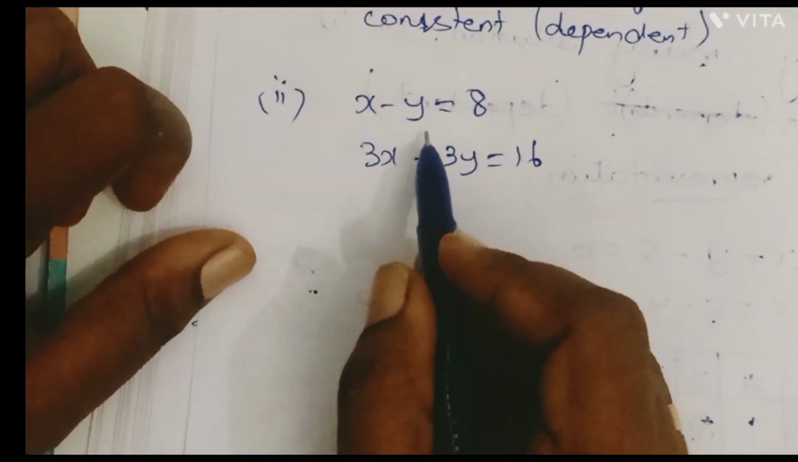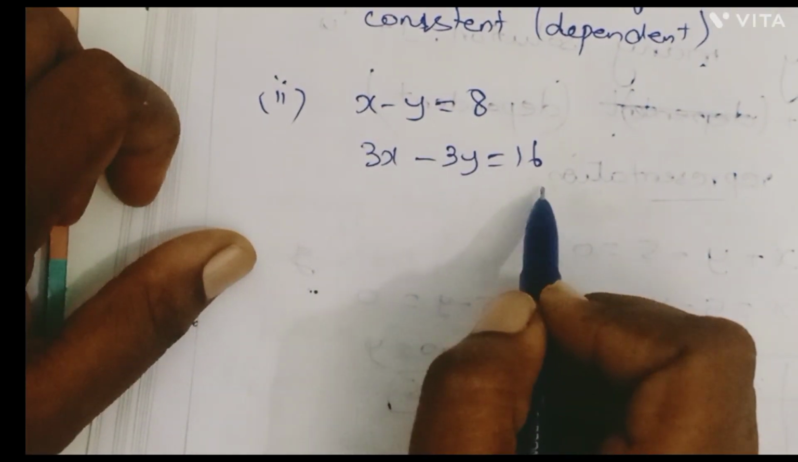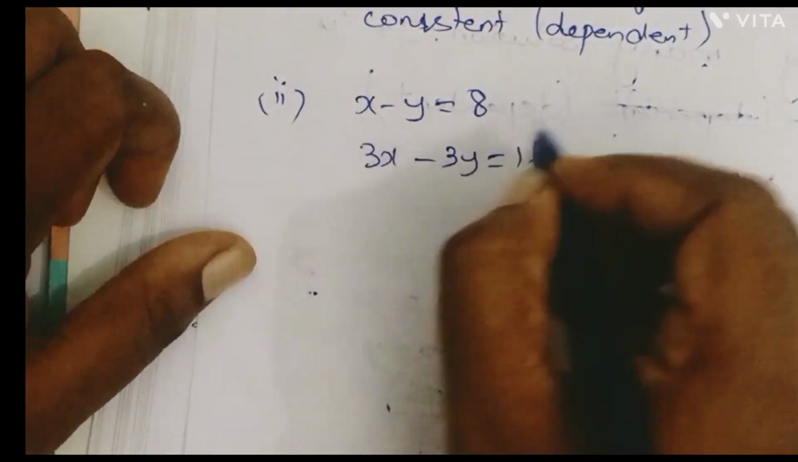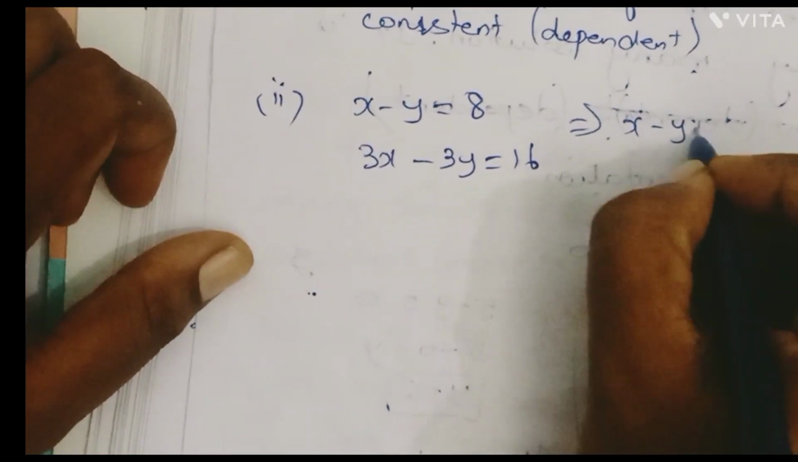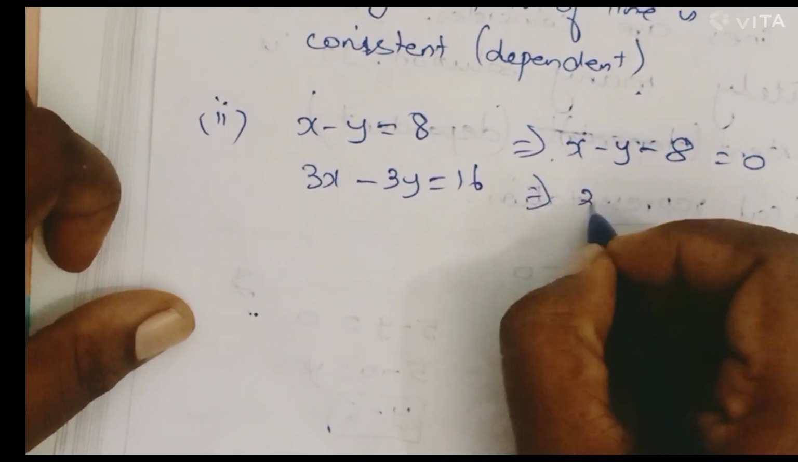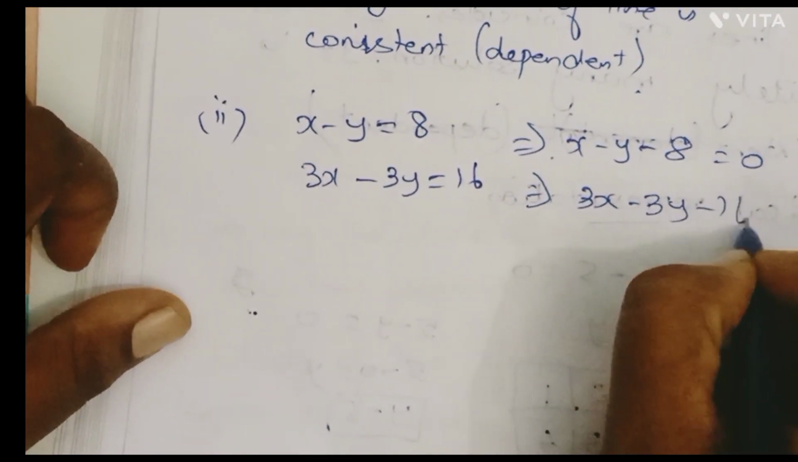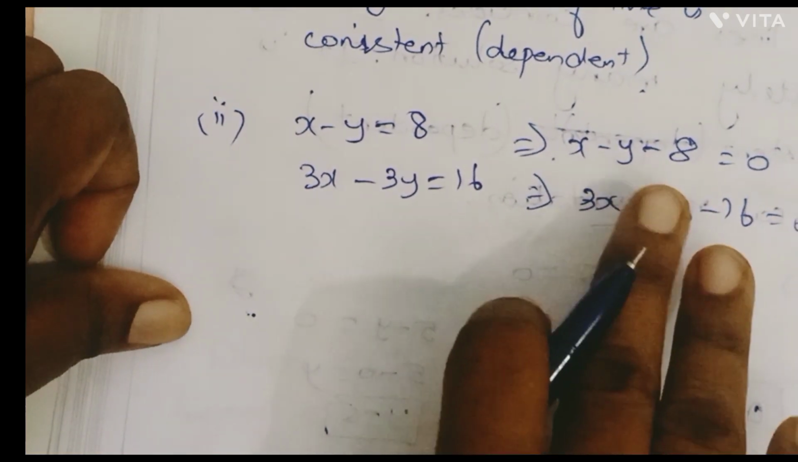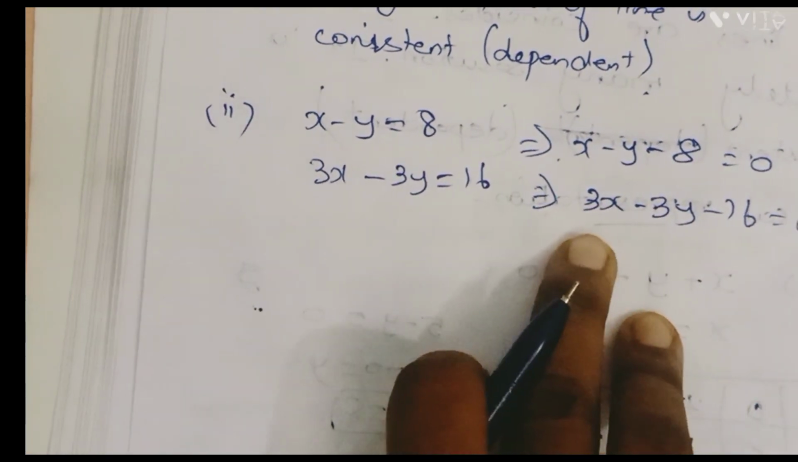Second subdivision, x minus y is equal to 8, 3x minus 3y is equal to 16. So from this we can say that x minus y minus 8 equal to 0, and here we can write it as 3x minus 3y minus 16 is equal to 0. So we have written it in the general form.